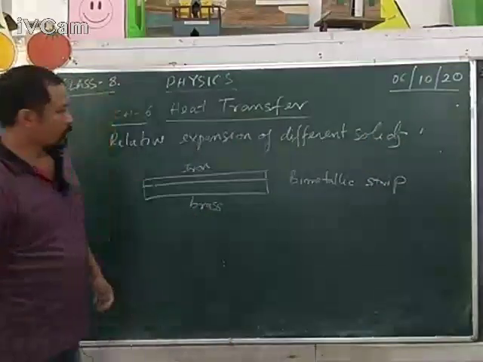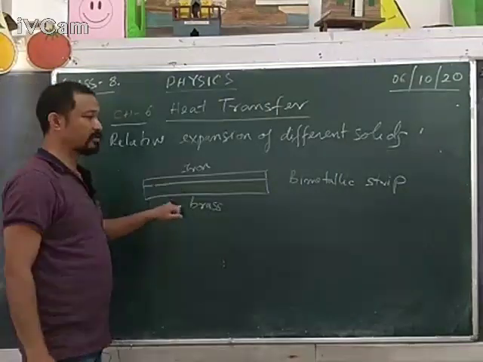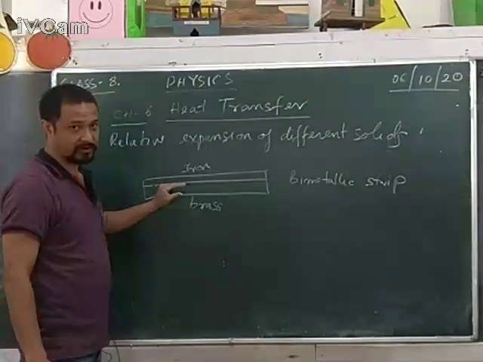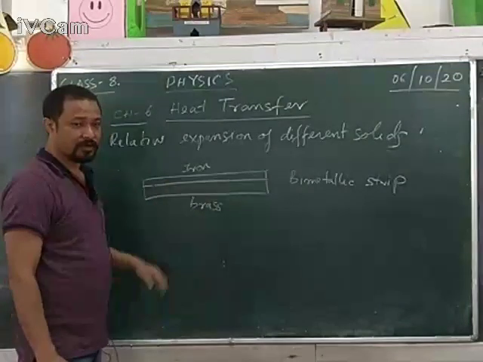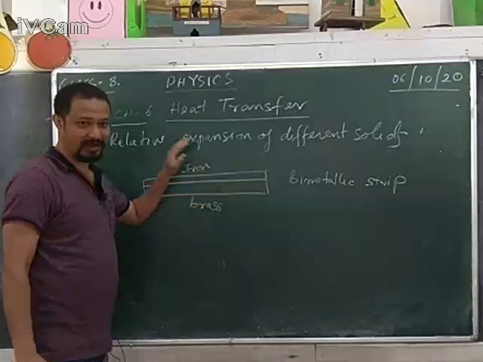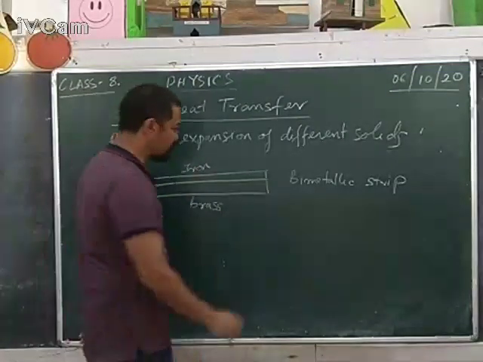Okay. So this is called a bimetallic strip. One part is iron, one part is brass. They've been put together. They've been glued together, put together, riveted together, whatever. Okay. What happens when these kind of bimetallic strips are subjected to heat?